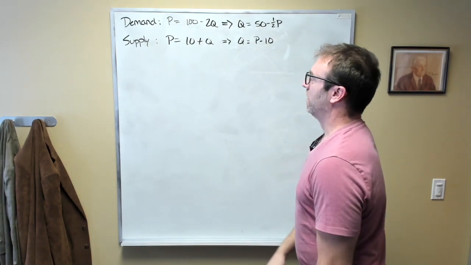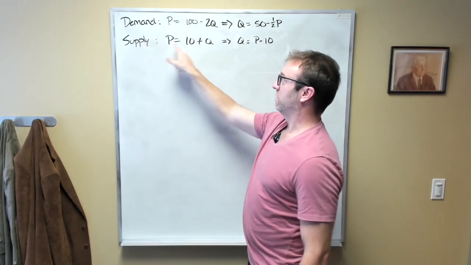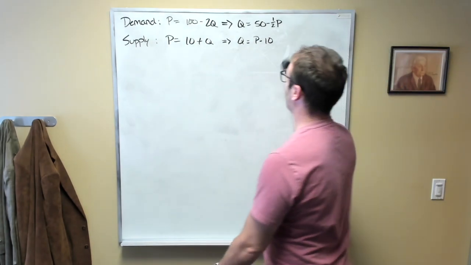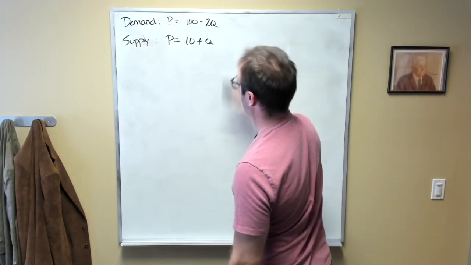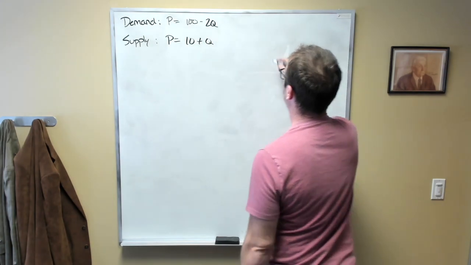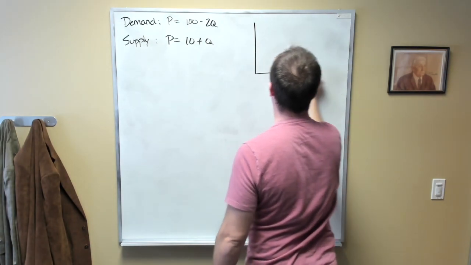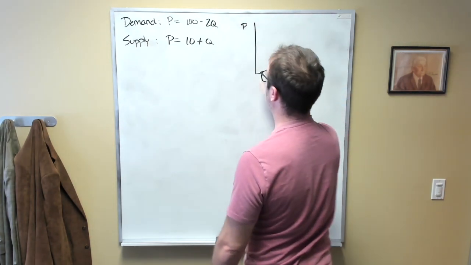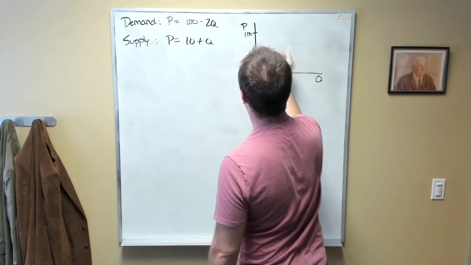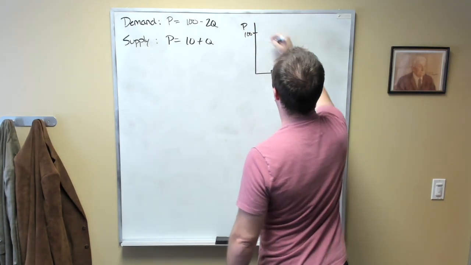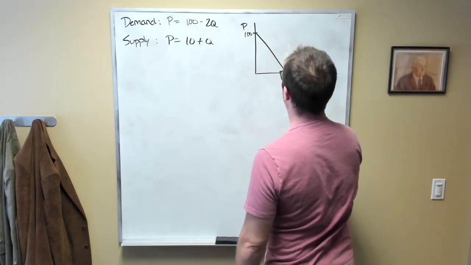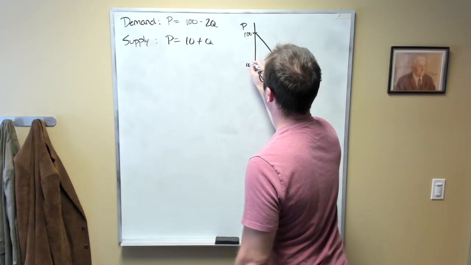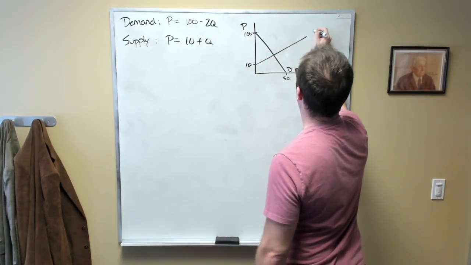Having it in terms of a function of Q, so having P is equal to some function of Q, makes it easy if we wanted to graph this. So if we did, it's much easier to use this form just because we're more familiar with graphing when we have things in terms of whatever's on the y-axis. So here, it'd be 100 and then 50. All right, so we can connect these endpoints. That would be our demand curve. For supply, we would start at 10 and we would slope up with a slope of 1.